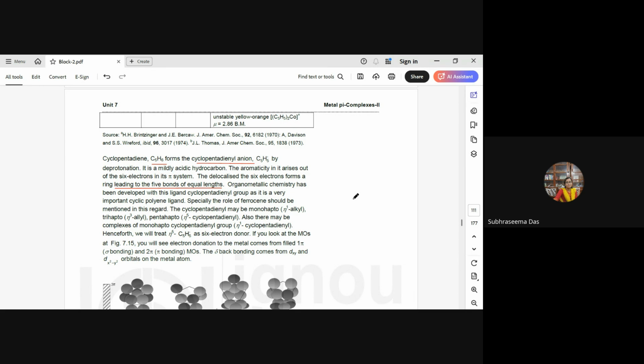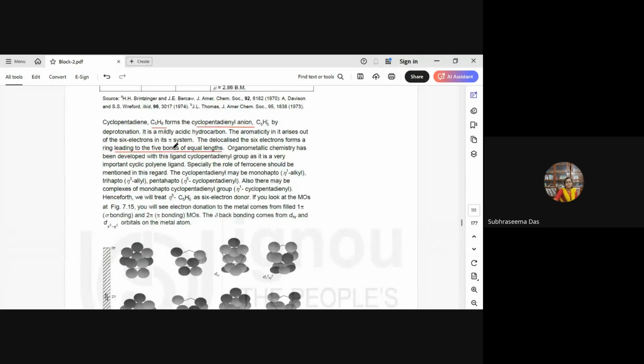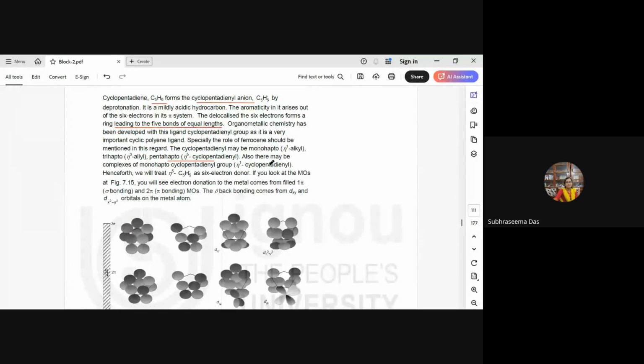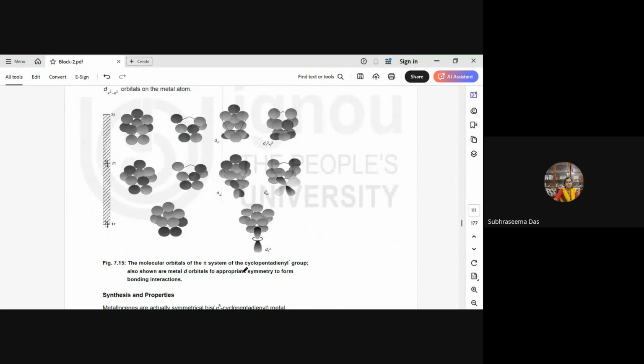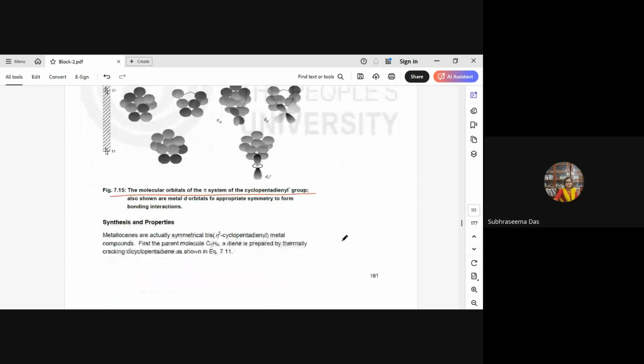Organometallic chemistry is abundant with this cyclopentadienyl ligand. This Cp may be monohapto, trihapto, or pentahapto. Also, there are complexes of monohapto cyclopentadienyl ligands. Here it is shown the molecular orbitals of the pi system for the cyclopentadienyl group.